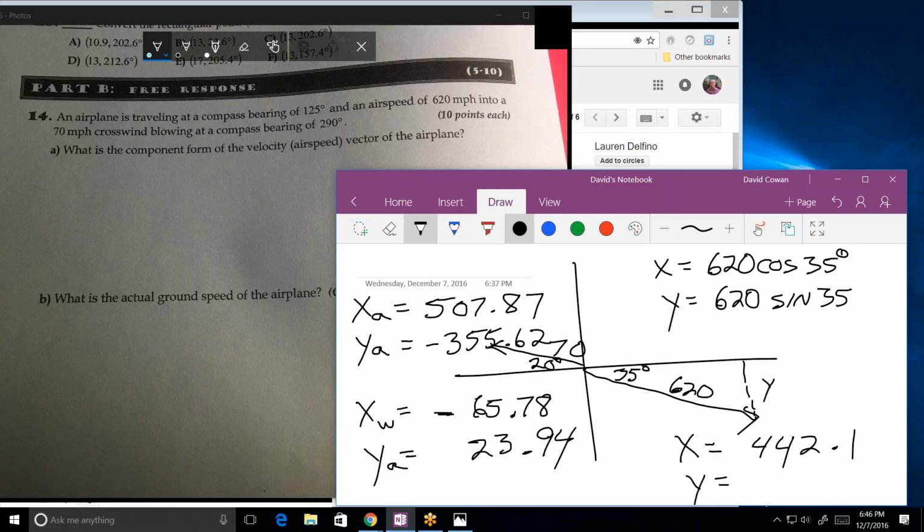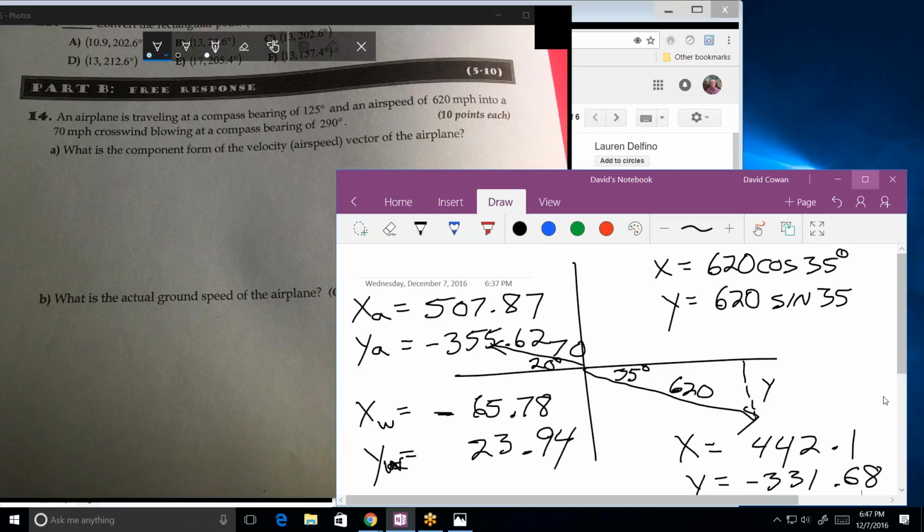Okay, and how about the net vertical? In other words, I got the airplane going south, I got the wind going north, so these have different signs. So combine the two, the y of A and the y of W. Okay. I got negative 331.68. Okay.